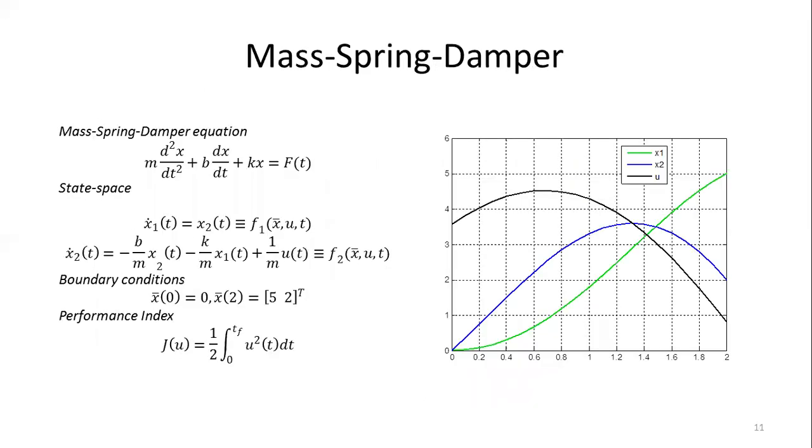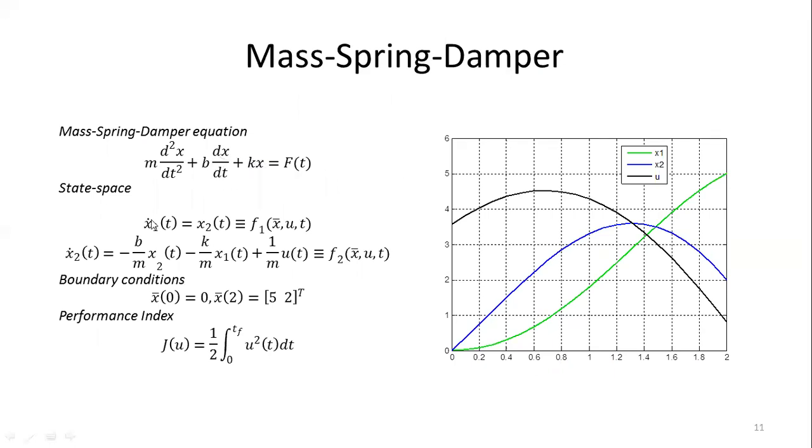Now, let me take you to another problem, the mass spring damper, which is so extensively used in science and engineering. So this is Newton's second law of motion. F is equal to ma. There's a viscous damping term here. There's a spring term. F is minus kx. So this is Hooke's law.